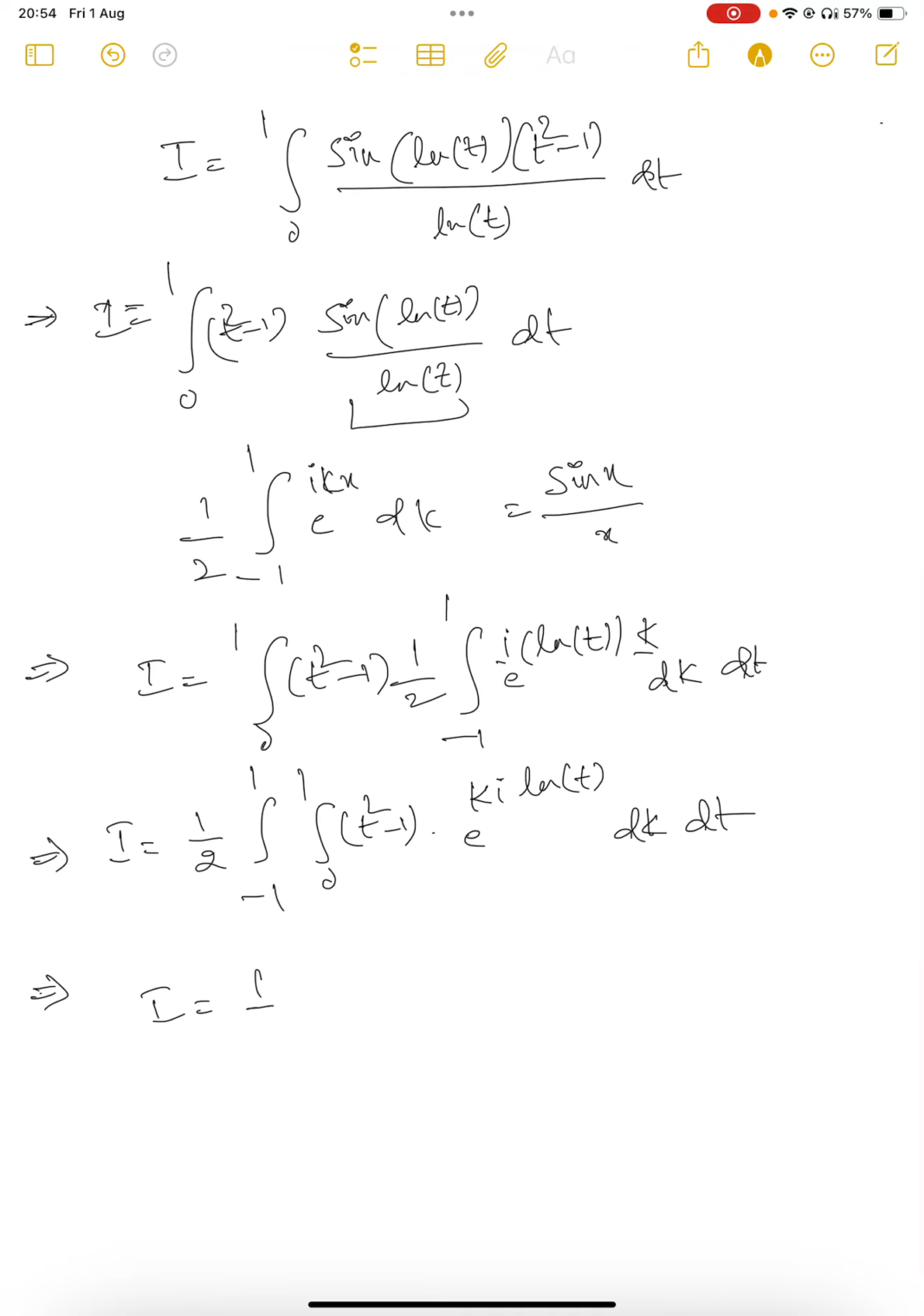That is, I equal to half into the integral from minus 1 to 1, the integral from 0 to 1 of t squared minus 1 into, this can be written as ln t of ki, right? Let's write it down here. This part will be e power ln of t whole power ik. Then you will get this part finally, t power ik dt dk.